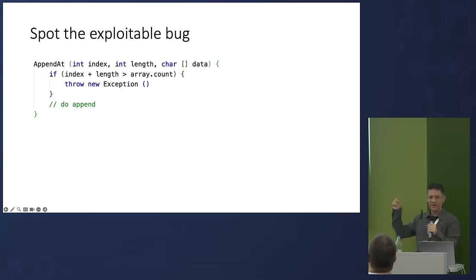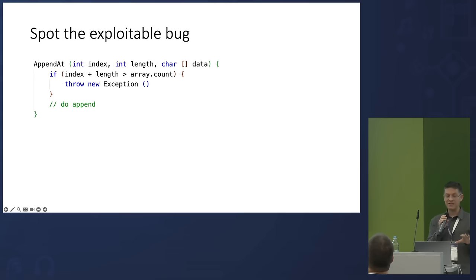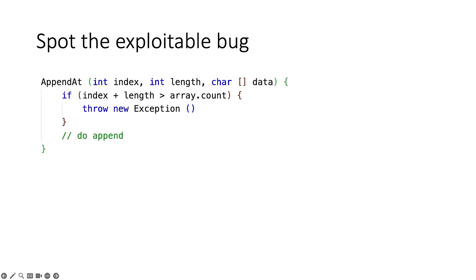I'm going to show you another one. This is taken, not the method name, but this is actually taken from the Mono source code. This is a piece of code, and this is an exploitable bug. This is an actual exploitable bug. We had to fix this about 10 years ago. We had to go through the entire code base and fix the bug. And can anybody spot where the bug is? This is an exploitable security hole.